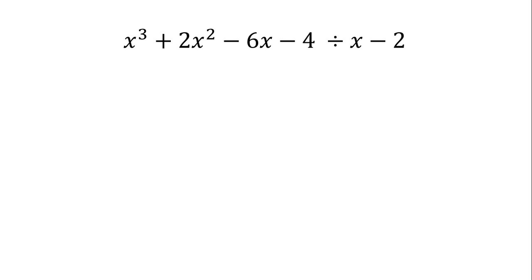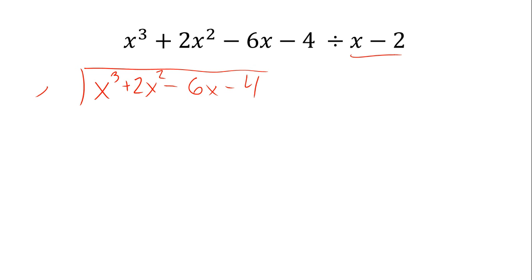So the first one, we're going to use long division. What you're going to do is rewrite the original: x to the third plus 2x squared minus 6x minus 4. You put your long division sign, and then you rewrite what you're dividing it by on the outside. Now you're looking at the first term here and the first term of your larger polynomial.